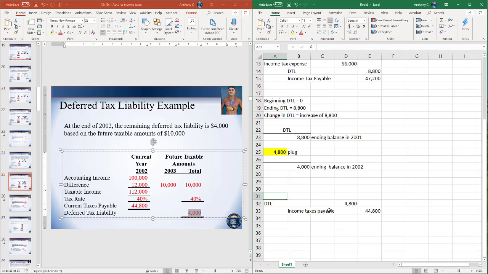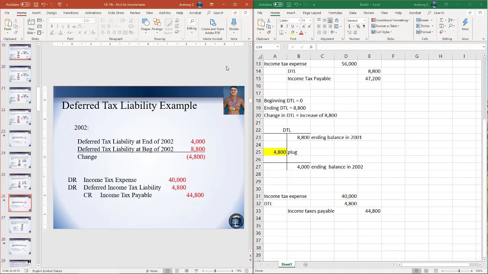The last part of the journal entry, as we mentioned, is to record income tax expense. Income tax expense is just your income tax payable plus or minus the change in deferred taxes. Here, deferred tax liability is decreasing from $8,800 to $4,000, so it's a decrease of $4,800. As we know, our debits must equal our credits. So we'll take the $44,800 and subtract out the $4,800, which means our income tax expense will be $40,000. And that's what we see on this next slide here.